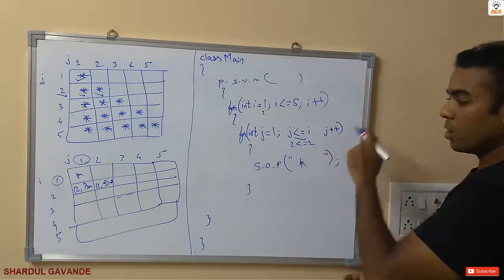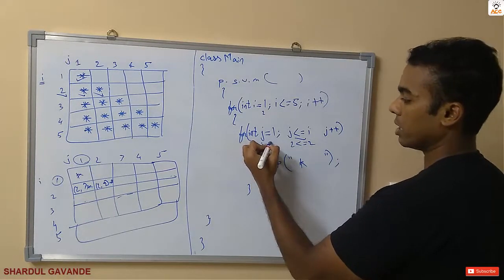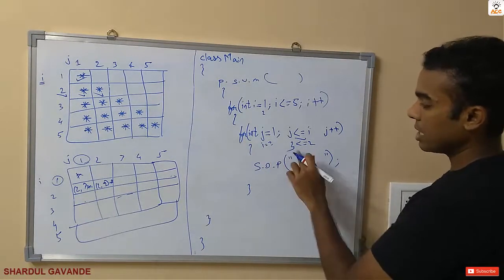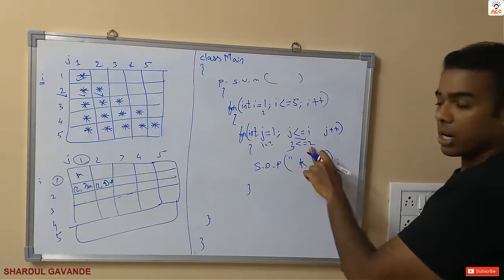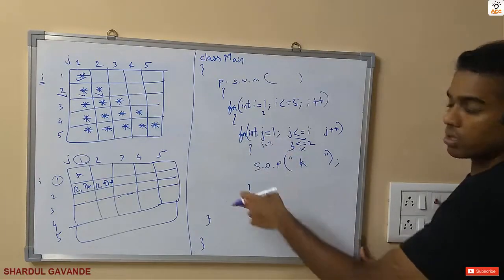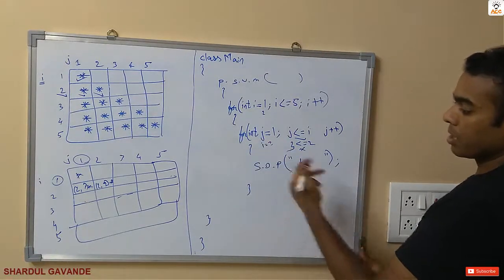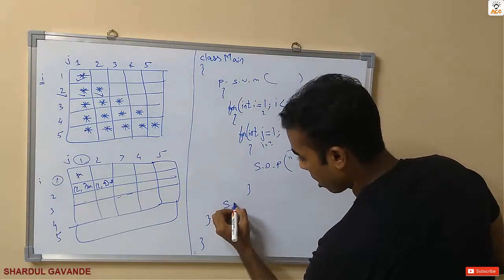Fine. So the j value would get incremented. The new value of j would be j is equal to 3. It will check whether 3 is less than equal to 2. Now I is still at 2 position. This condition is not satisfied, so it would come out of this j for loop, and over here there would be one more line as System.out.println.